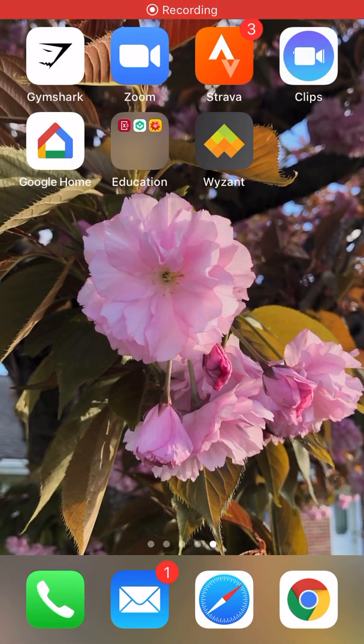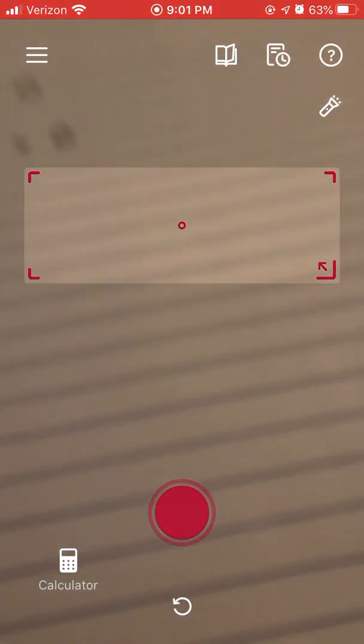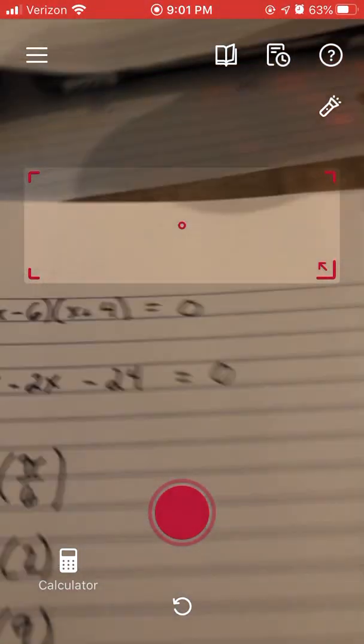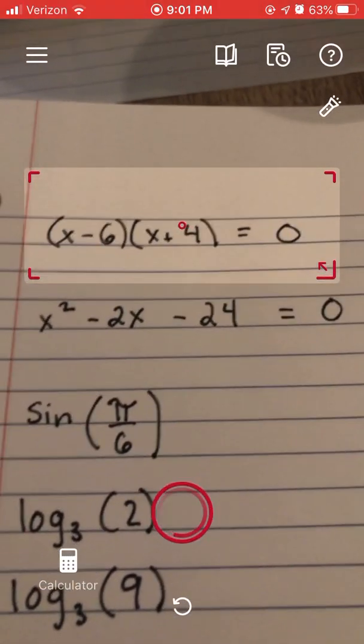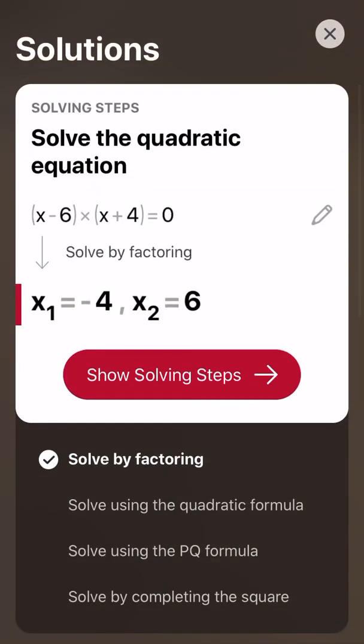Okay, so I want to look at the app Photomath. And the cool thing about Photomath is you just take a picture of a problem, it scans it, and then it can show you the solution. So I picked an easy problem here.